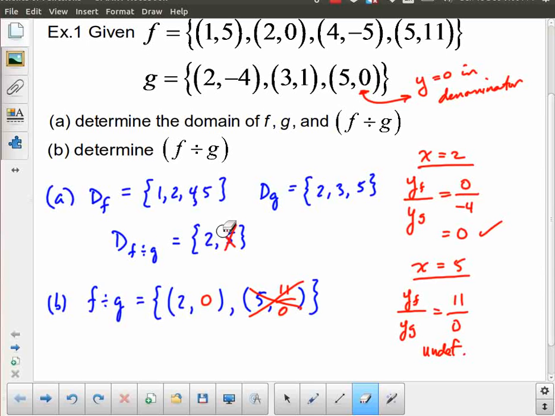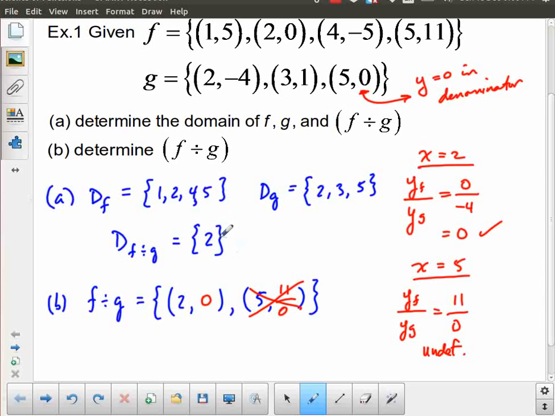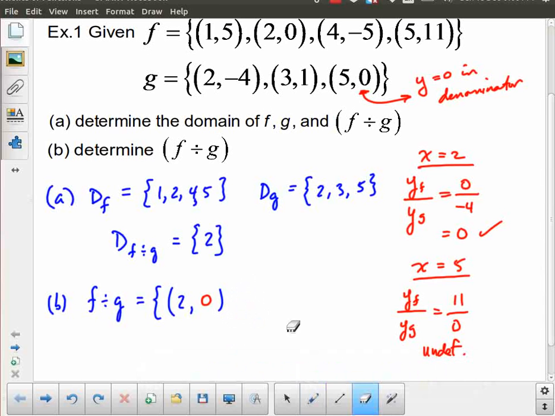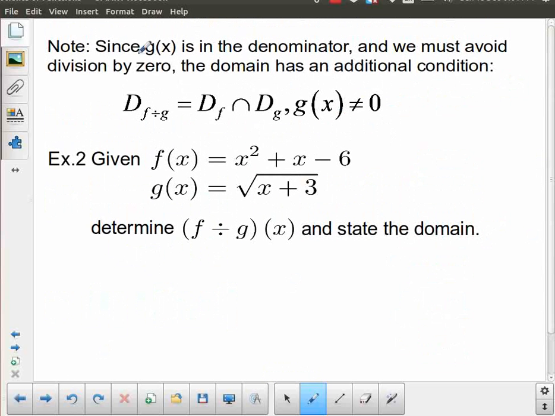So now I have to fix this a bit. My definition of the combined function, f divided by g, is simply one point, with an x coordinate of 2, and it works out to be a y coordinate of 0. And so I comment on that here. I just make a note. I said it verbally before.